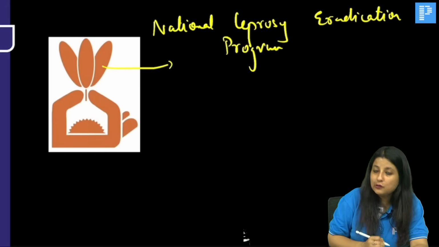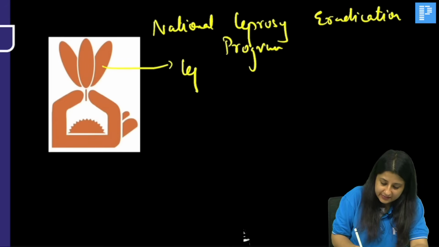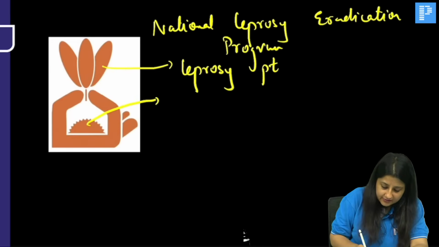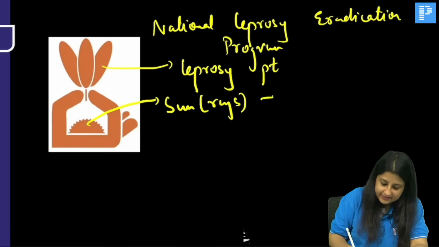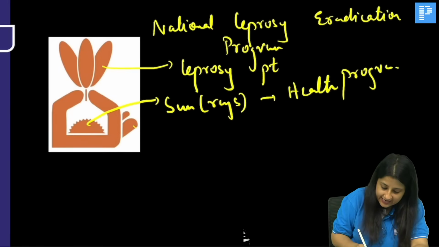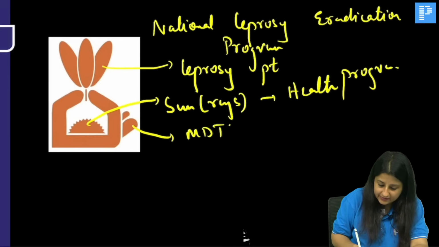Now there's a relevance behind the symbol. Can you see this lotus? What is the lotus? A leprosy patient. All right, this is signifying a leprosy patient. Over here this is a sun, the sun's rays. So this one is the program. This is the health program. And this hand that it's offering, this is multi-drug therapy.